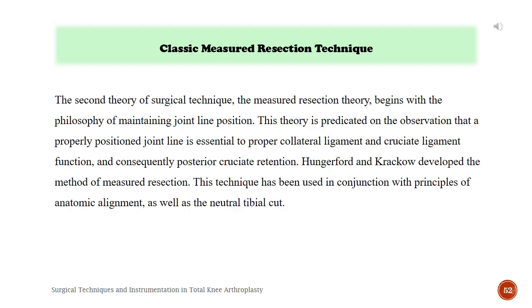Classic measured resection technique. The second theory of surgical technique, the measured resection theory, begins with the philosophy of maintaining joint line position. This theory is predicated on the observation that a properly positioned joint line is essential to proper collateral ligament and cruciate ligament function, and consequently posterior cruciate retention. Hungerford and Krakow developed the method of measured resection. This technique has been used in conjunction with principles of anatomic alignment, as well as the neutral tibial cut.